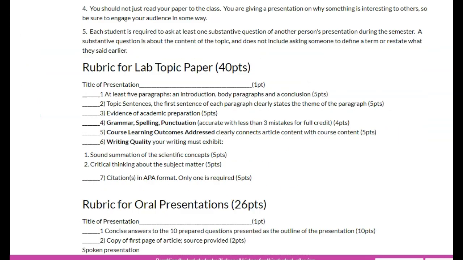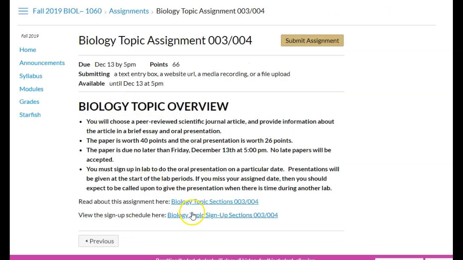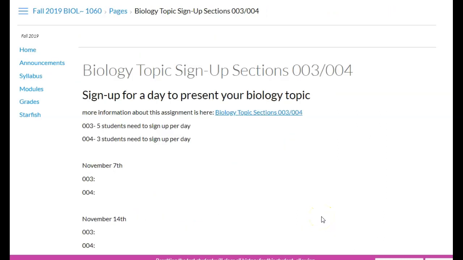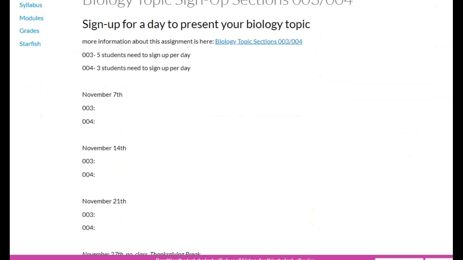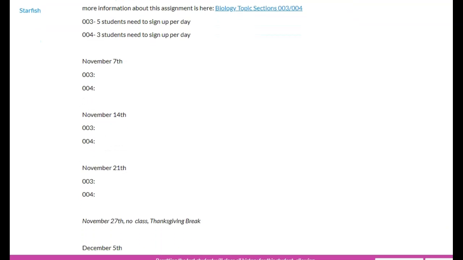So let's just go there real quick. The sign-up sheet, you can take a look at it. We will fill it out in class, but 5 students can sign up per day, 3 students in section 4. And you can see that we've got a couple of weeks. We'll just let Halloween happen. You have a couple weeks to prepare yourself. And then we're going to go right at it.